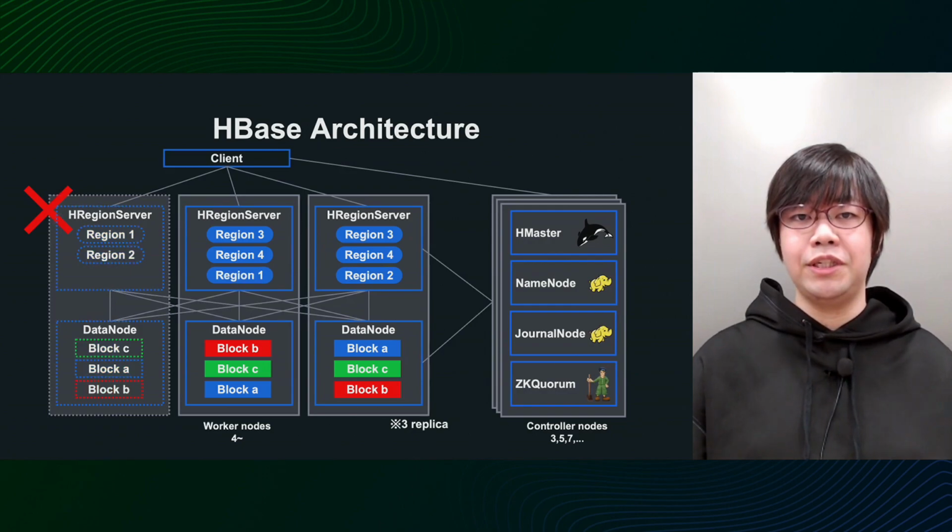Let's assume that trouble took place on a worker node. Even in such a case, because of the 3 replicas, the blocks on the Hadoop file system can still be accessed. Therefore, the region that was allocated to the region server on the node with the trouble is allocated to another region server, which then continues responding to requests from the client.